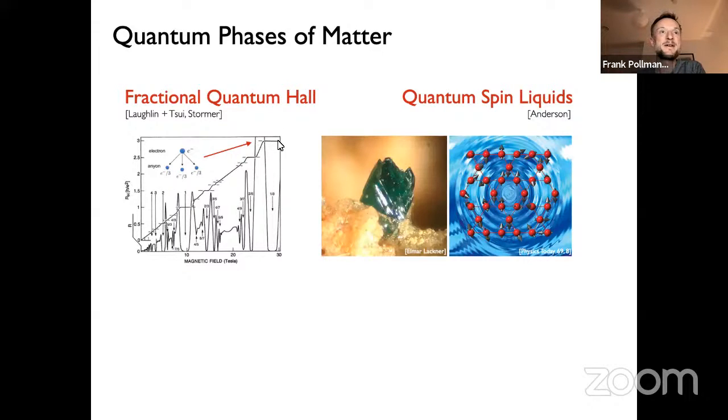Here is a magnetic field, and here is a so-called Hall conductivity. And at this plateau here, at this magnetic field strength, the electrons actually decay into fractional charges, each carrying a charge of e/3. And that is quite exciting, because we have now a case where the elementary excitations are carrying fractions of the elementary charge.